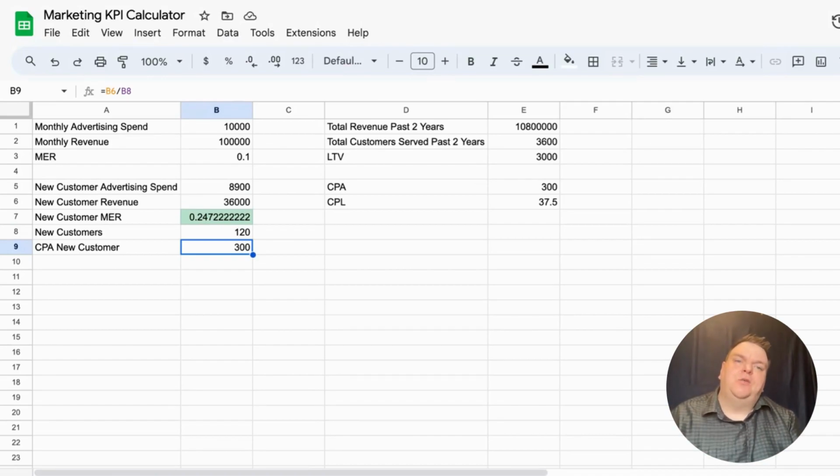Now, what we need to do is judge that cost per acquisition over what we've gained over a long period of time. So we need to calculate lifetime value on a per client basis. If we look here in column D, we're seeing that the total revenue over the 2 years is $10,800,000 from a customer base of 3,600. So our LTV is $3,000 per person. That's our lifetime value that we're going to get out of an individual.